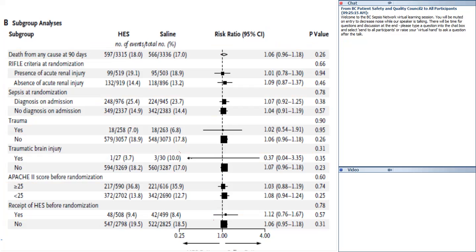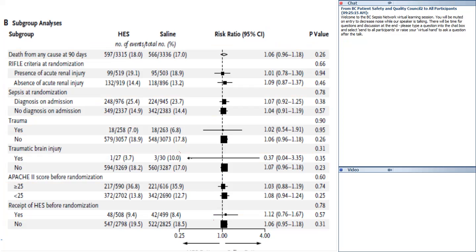And a number of subgroup analyses were conducted in that study. Now, we have to be careful about interpreting subgroup analyses because the more subgroups that we examine, the greater chance that we'll have of finding a statistically significant result by chance. But that being said, subgroups can certainly be used to generate hypotheses for future research endeavors.